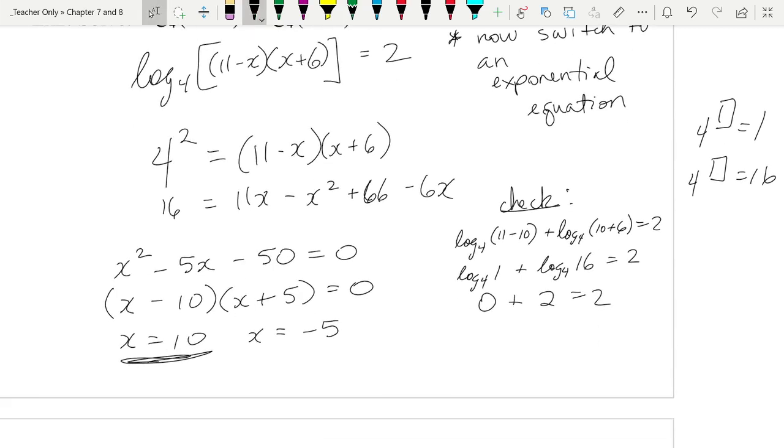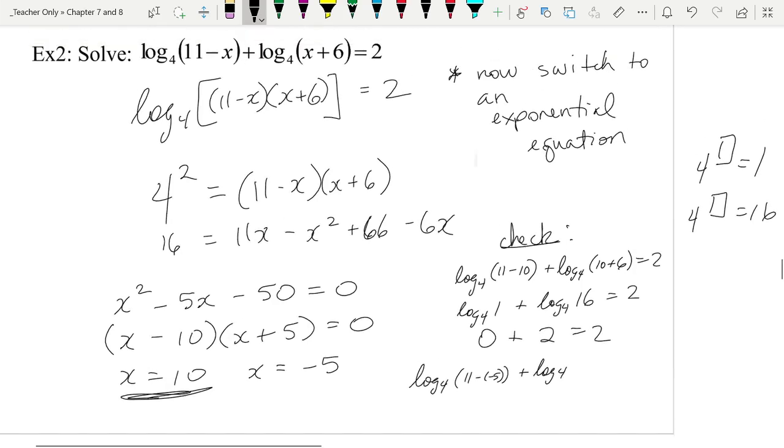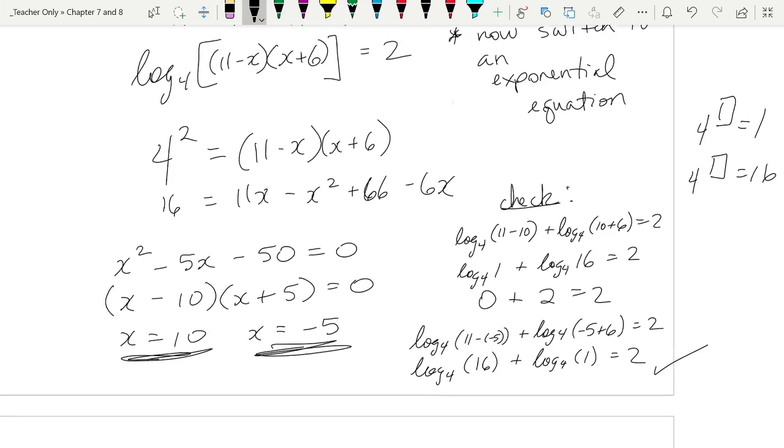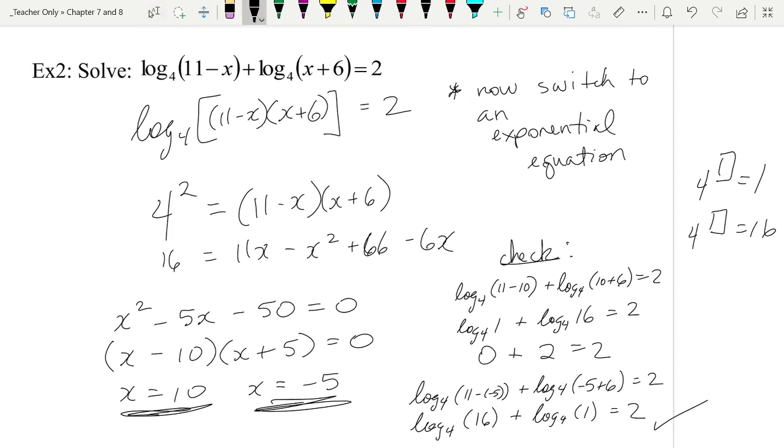Let's check the other one now. Log to the base 4 of 11 minus negative 5. Think about that. 11 minus negative 5. I'll write it out. Plus log to the base 4 of, what's the other one again? Negative 5 plus 6. Does that equal 2? Yes, it does, because notice this is exactly the same thing we just did, but backwards. So yep, we know it works. Both are true. Two answers to that one. There are two numbers that x could be that make this a true statement.